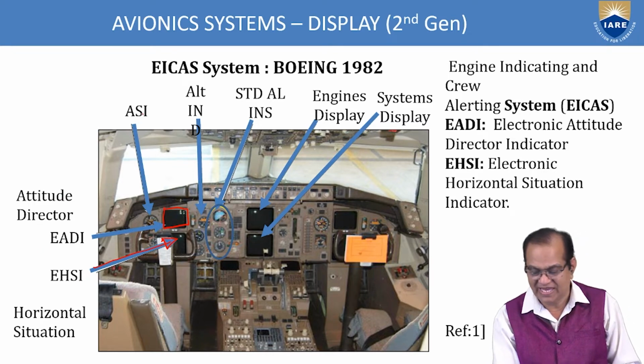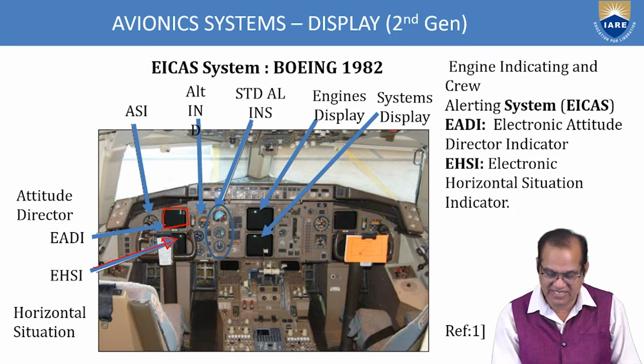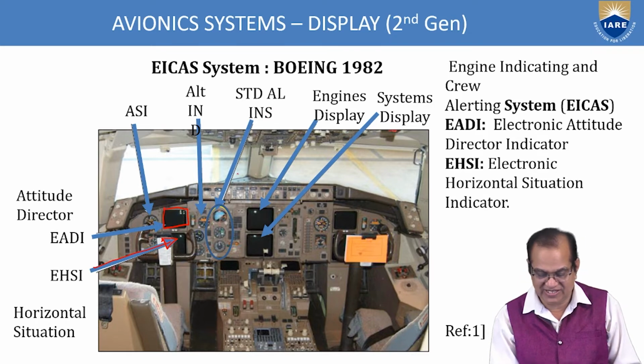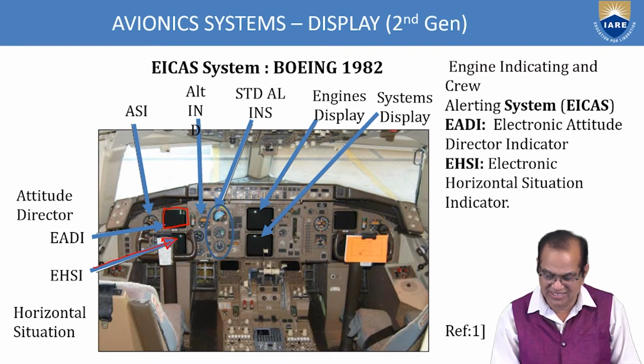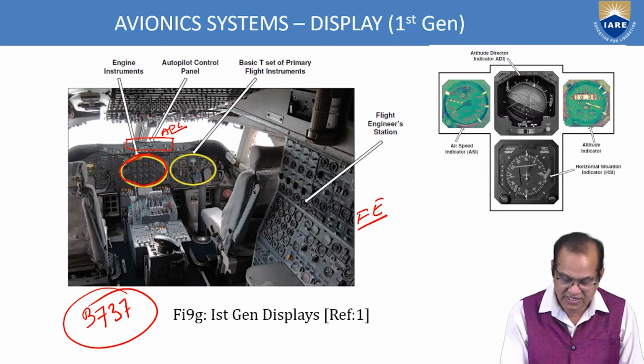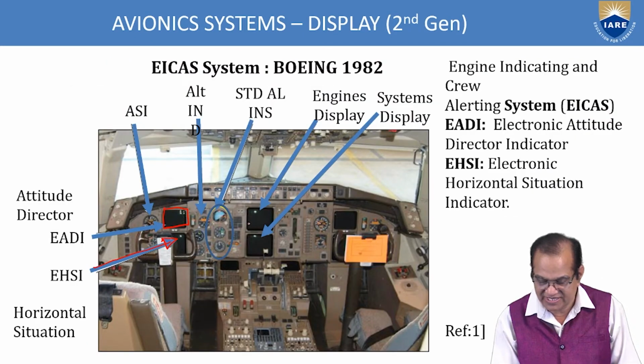Next we have the ASI. This is the speed indicator here. Then altitude indicator here. Then standard altitude inertial navigation system here. Inertial. Engine displays all these engine parameters which you have seen before. In this you can see there are hundreds of equipment here. So many things. This can be reduced to a small engine display.